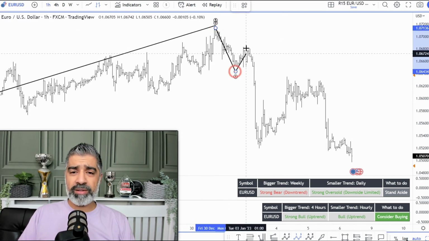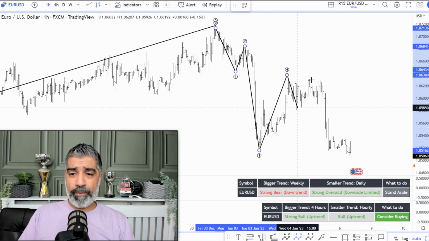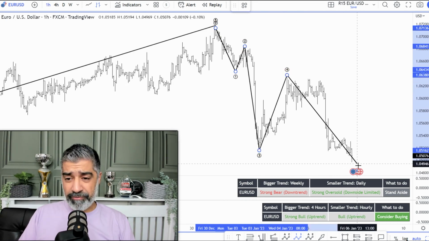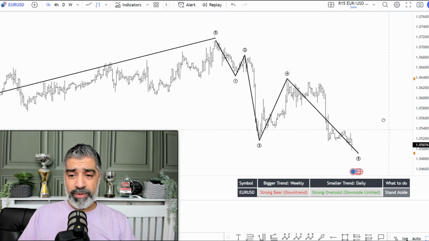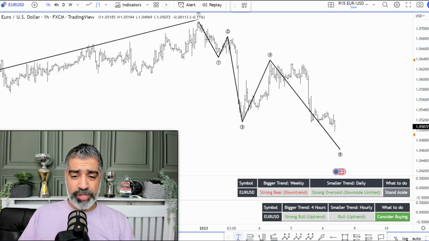So we've got this move here. It looks like a nice 1, 2, 3, 4. And now 1, 2, 3, 4. And we're probably on the final part of this wave 5, which has not been confirmed yet. We don't know how low it's going to go. So we can put in a question mark.